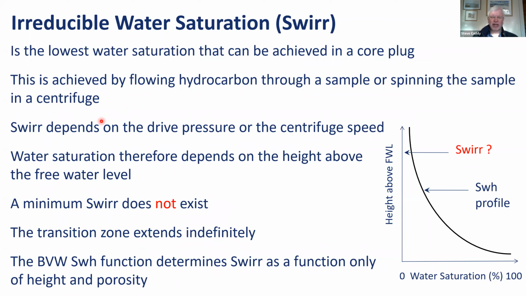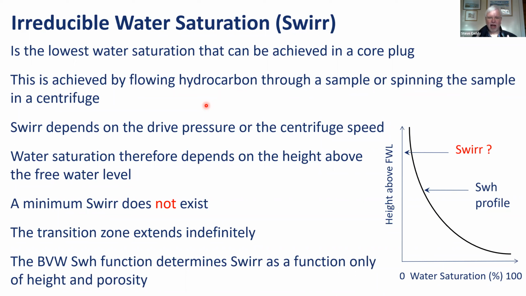Now, the irreducible water saturation. Your reservoir engineer will ask you for the irreducible water saturation. The irreducible water saturation does not exist. It is defined as the lowest water saturation that can be achieved in a core plug. And it's achieved by flowing hydrocarbon through the sample or spinning it in a centrifuge to get lower and lower water saturation. So therefore, SWIR, the irreducible, depends on the drive pressure or on the centrifuge speed. So it will continue to decrease the more you spin it.